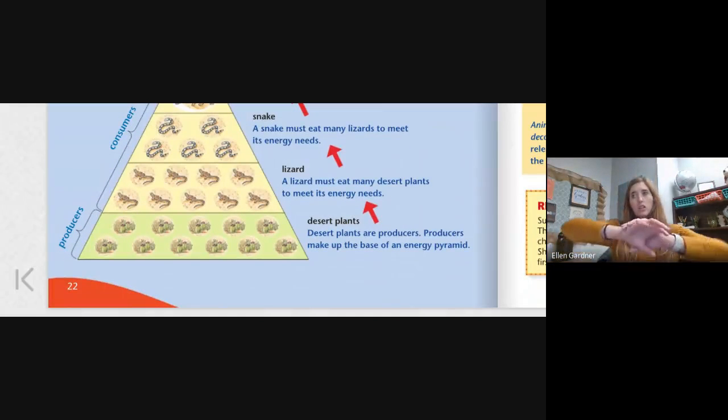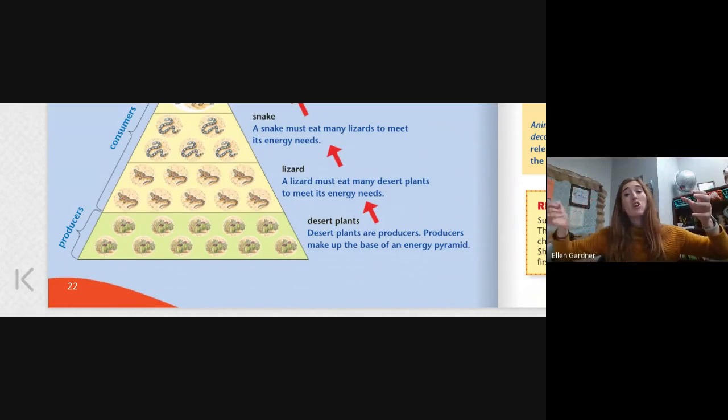Okay? So these plants are getting lots of energy from the sun at the bottom, these desert plants. They're using up a lot of this energy as well. And they give off some of that extra energy to the lizards, for example, a little further up. So there's fewer lizards than desert plants because they need to have just the leftover energy.